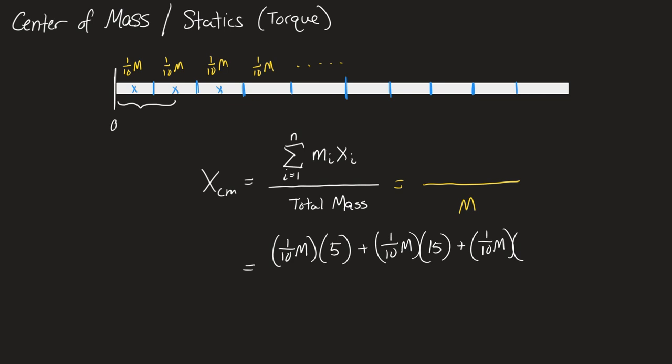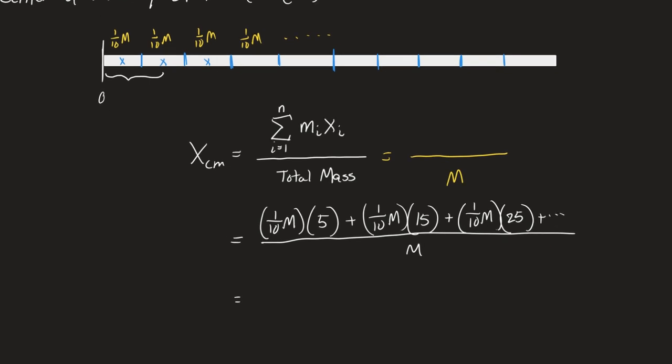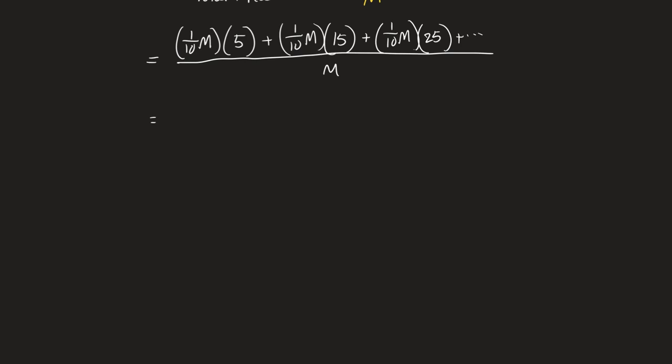Are you seeing a trend? Is a pattern developing? Do you notice that each piece has 1/10 m in it? So I think we could probably factor out the 1/10 m. Inside here, I just have the locations of each piece. It starts 5, then it's 15, then it's 25. What do you think the next one is?